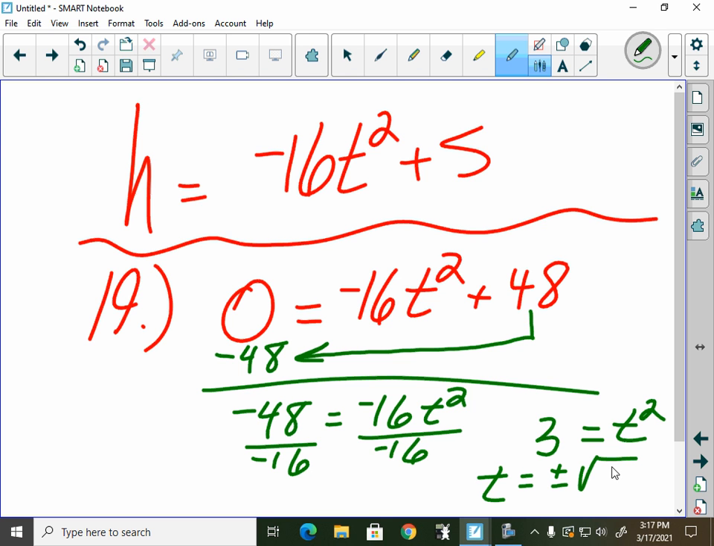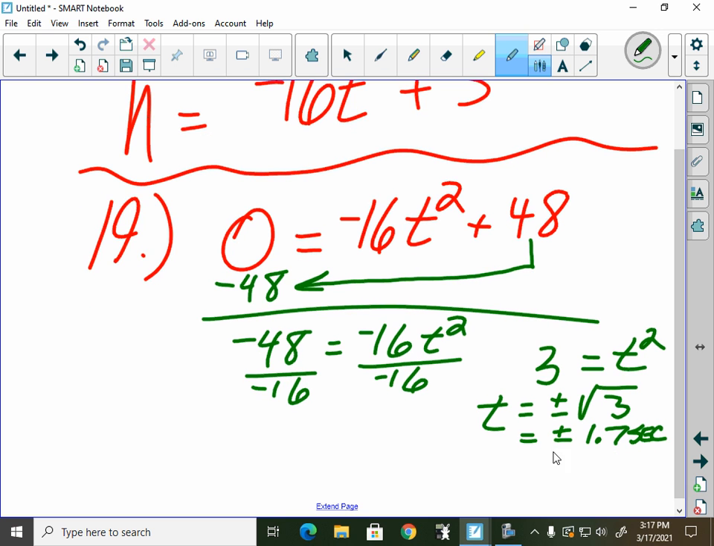So now t is going to be plus or minus the square root of 3. But I want to get a little more specific than that. T is going to be plus or minus 1.7 seconds. But it can't be plus or minus because we're talking about time. You can't have a negative time here. So the time equals 1.7 seconds. And since it's a word problem, label your answer.